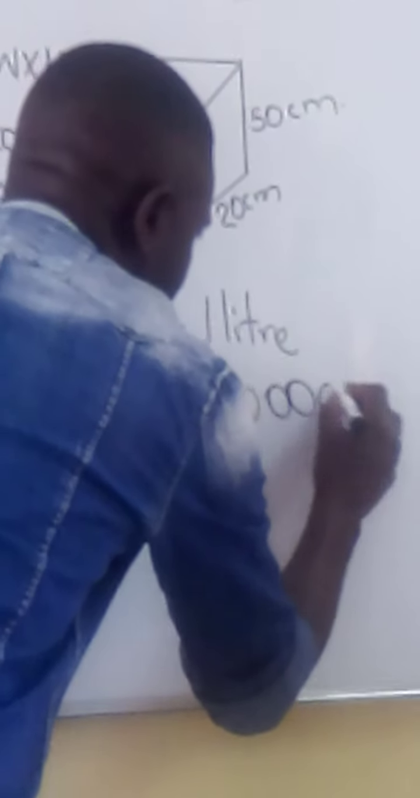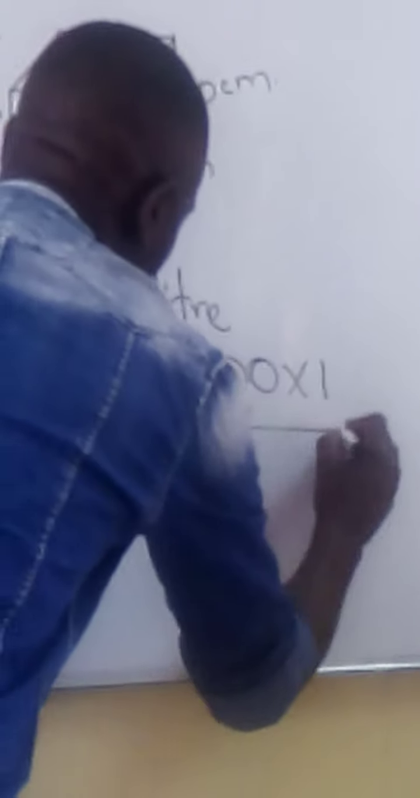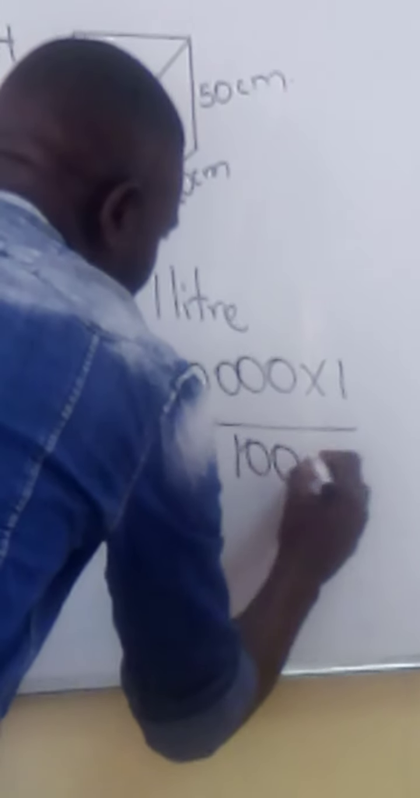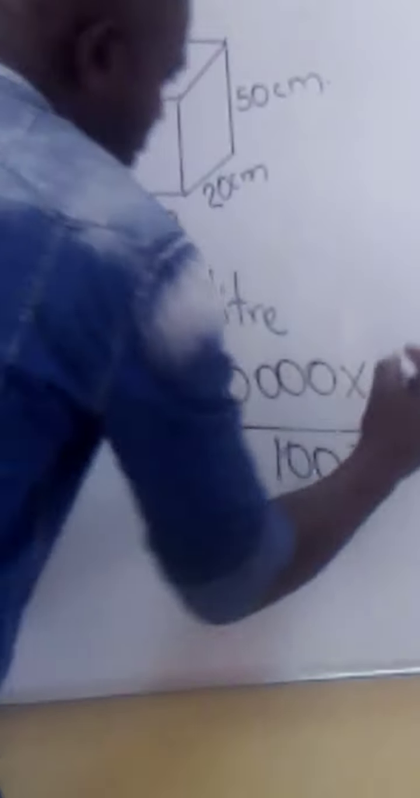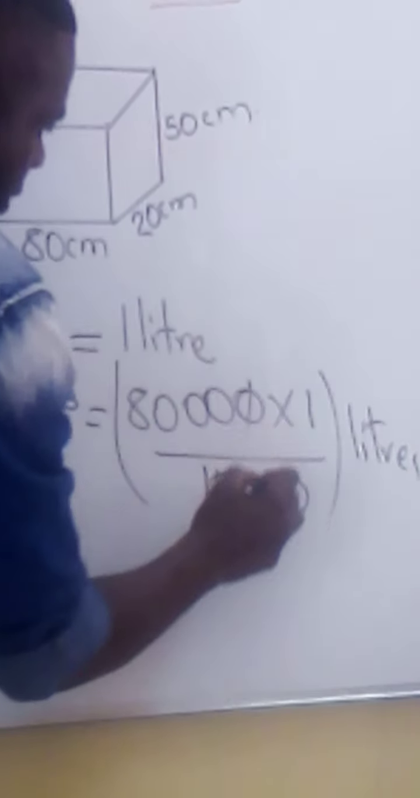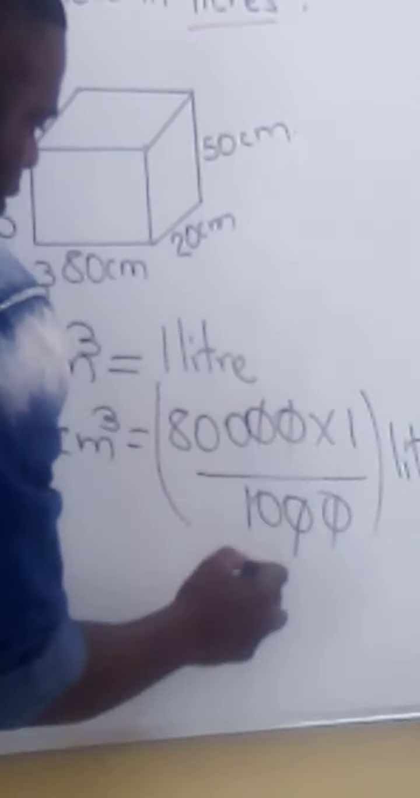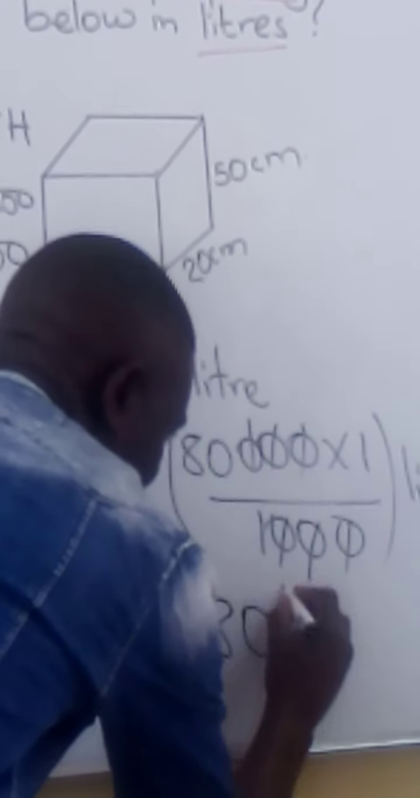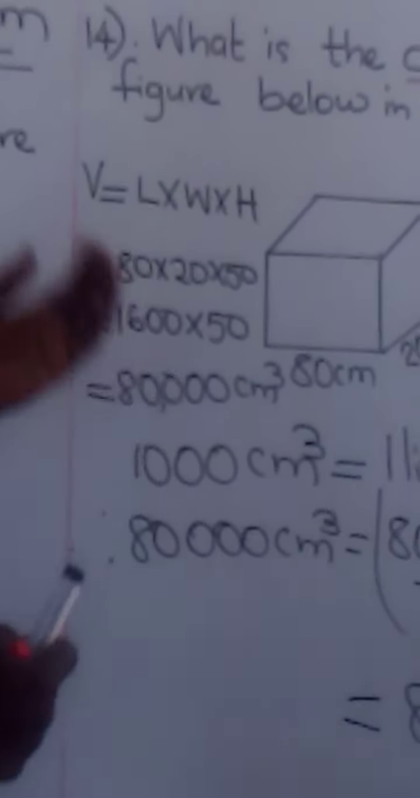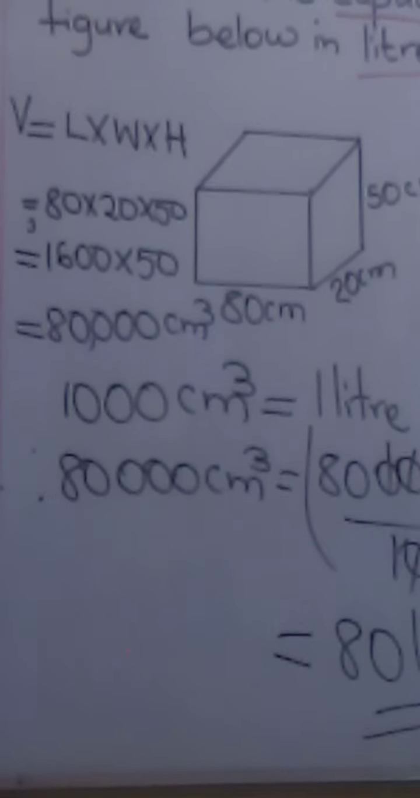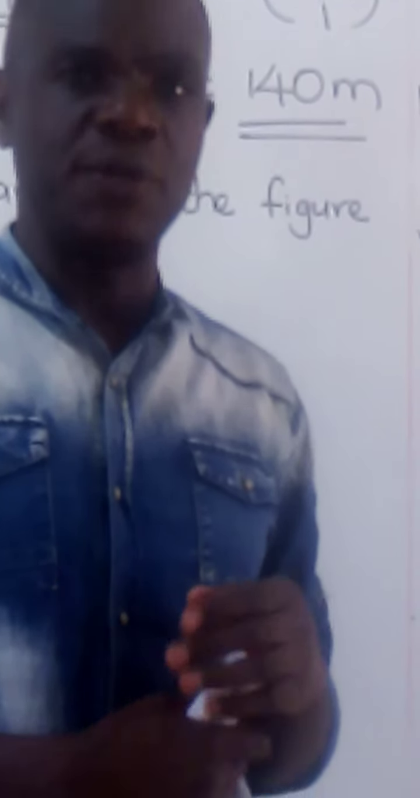That will be 80,000 cubic centimeters times 1 all over 1,000. Now we can cancel. This is liters. 0 goes with 0, the other 0 with the other 0. We remain with 80 liters. So the capacity of that cuboid is 80 liters. Did you understand? I hope you did.